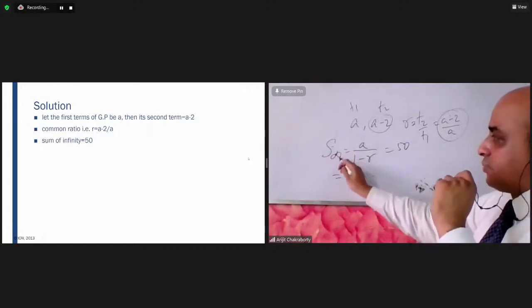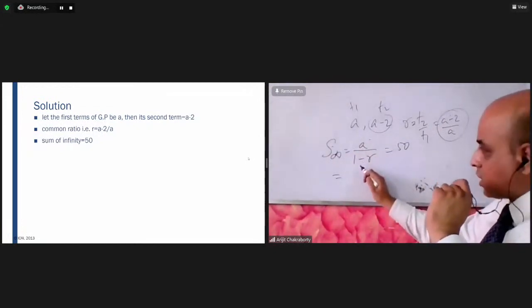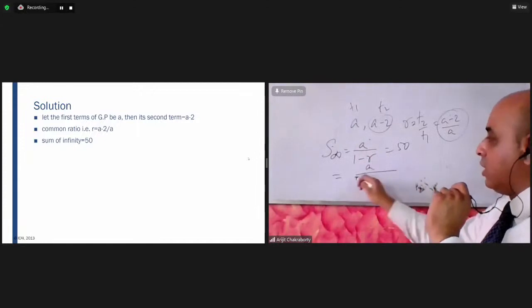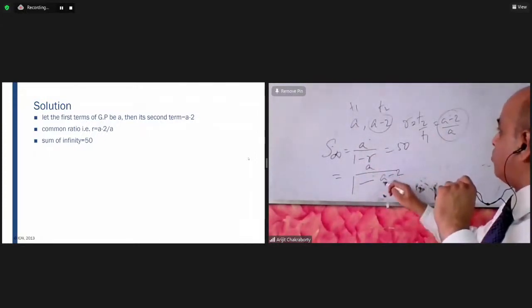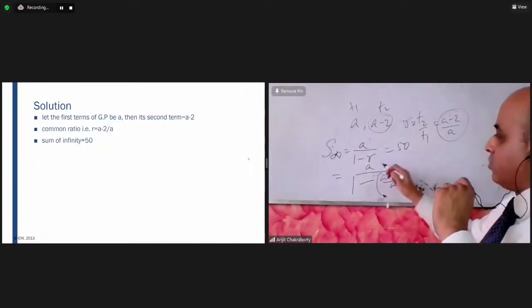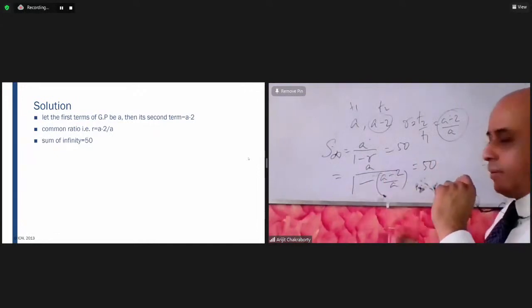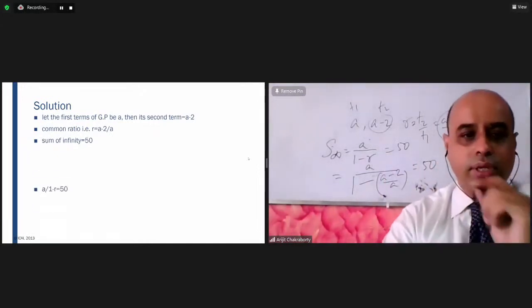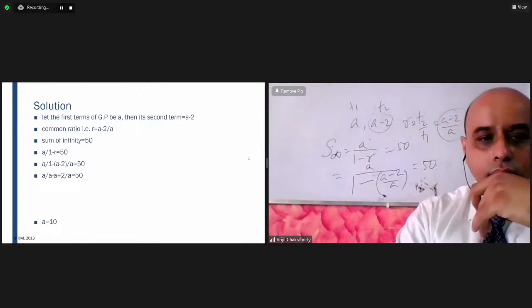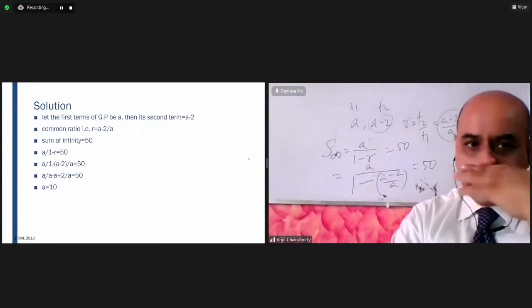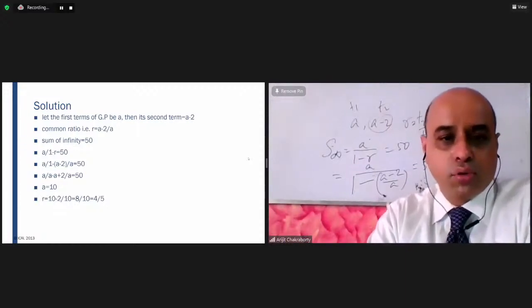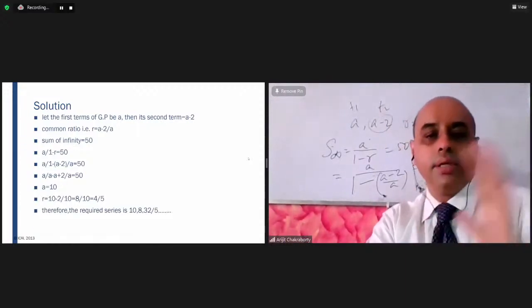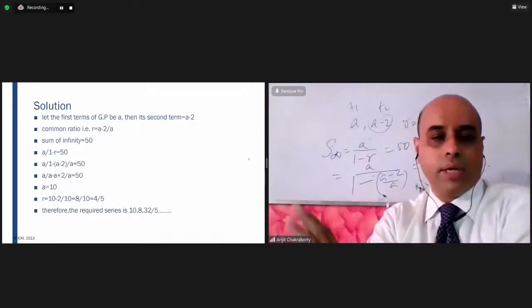So we have S infinity equal to A divided by 1 minus R. A as it is, I am keeping, and 1 minus R, instead of R I am taking A minus 2 by A. If this is equal to 50 as per the question, if you solve for A, you should be getting A equal to 10. So we get the first term is 10. Similarly, R comes to 4 by 5. Therefore, you can get the series 10, 8, 32 by 5, and so on.